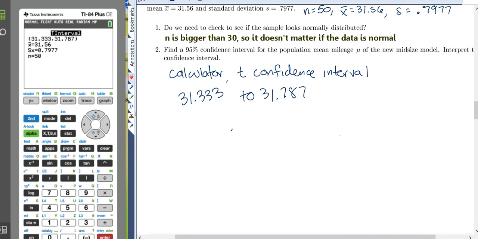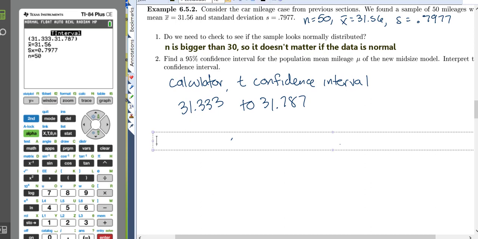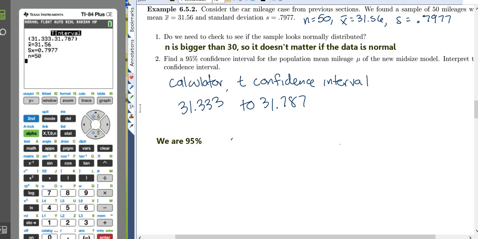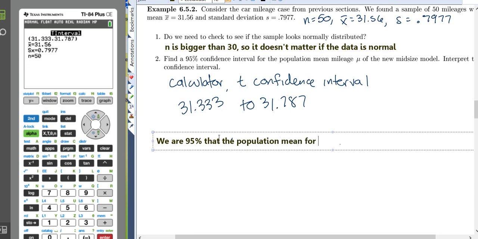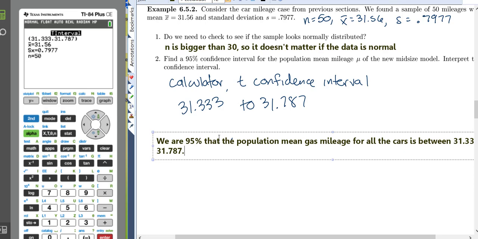And anytime you find a confidence interval in my class, you have to interpret it. So we are 95% confident that the population mean is going to be inside that interval. Okay, so we're 95% confident that the population mean for gas mileage for all the cars is between 31.333 and 31.787. So again, that's a pretty precise narrow confidence interval. I think I'd be fairly confident telling anyone it's about 31 miles per gallon or 31.5 miles per gallon.